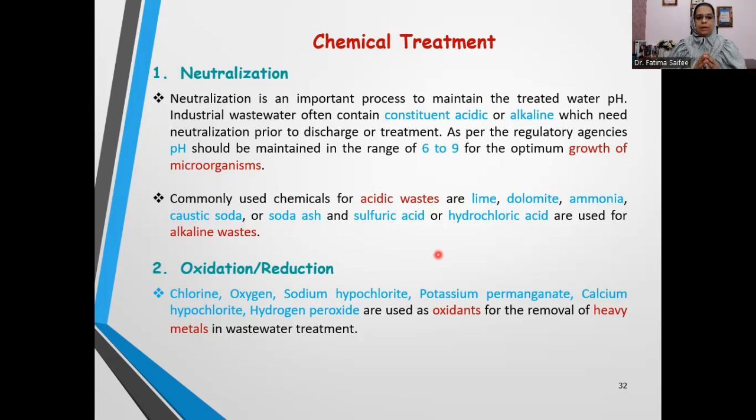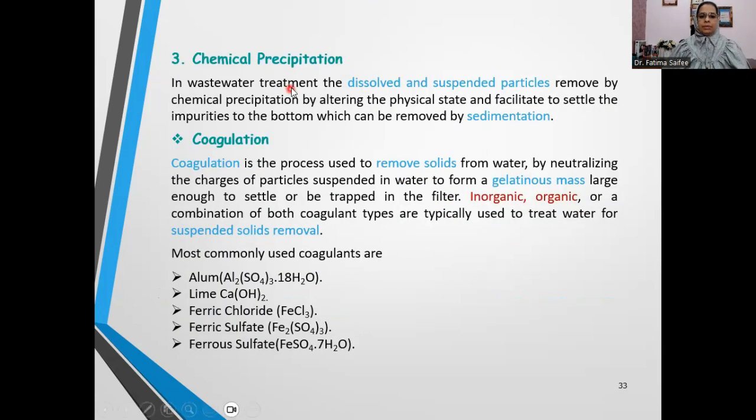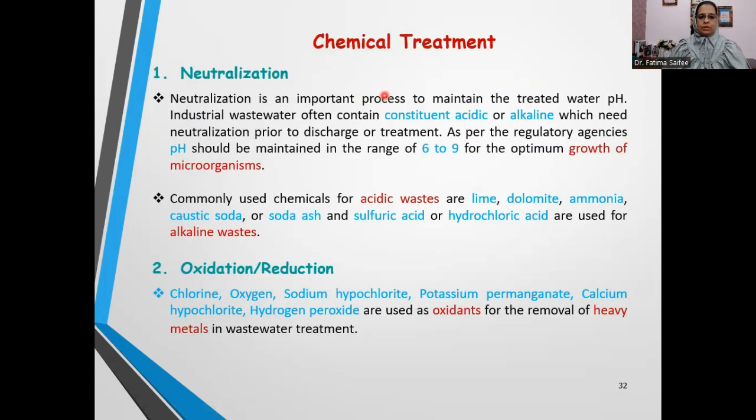In the chemical treatment, neutralization, oxidation reduction, and chemical precipitation, these three different techniques have been used. So, neutralization is an important process to maintain the treated water pH. Anywhere we are going to neutralize something, the importance of pH automatically comes. Neutralization only occurs when you are increasing the pH or decreasing the pH.